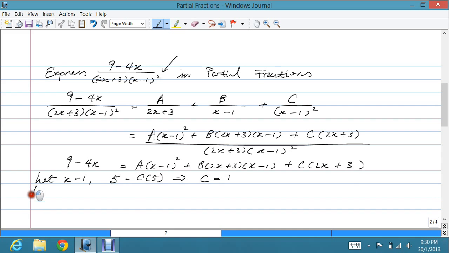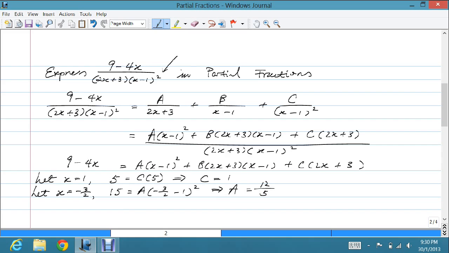I'm going to continue this process by letting x equal to negative 3 over 2. When I substitute negative 3 over 2, the second term will give me a 0, and so will the third term. So I'm only left with the first term that contains a. On the left hand side, I have 9 plus 6, which is 15. So let's write 15 is equal to a times (negative 3 over 2 minus 1) squared. So I can solve for a, which gives me 12 over 5.